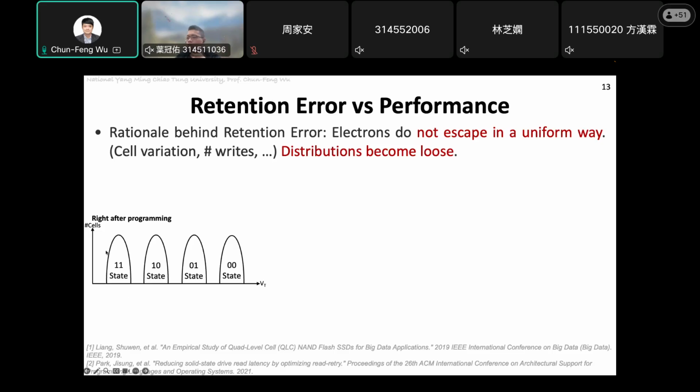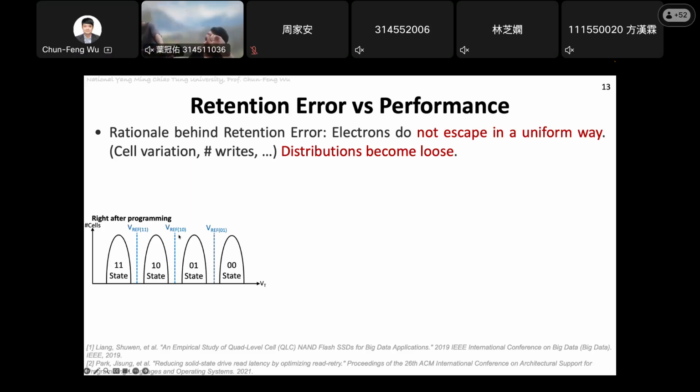Which means if we use the same 20 volt to do the programming, and let's say 1,000 electrons is the correct answer we are expecting, then maybe only 60 or 70% of the cells can really receive 1,000 electrons in the floating gate. Some of them may get more, but some can only get fewer electrons. So we just get this distribution.